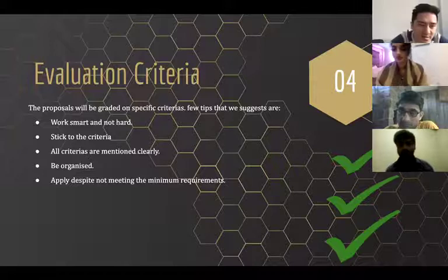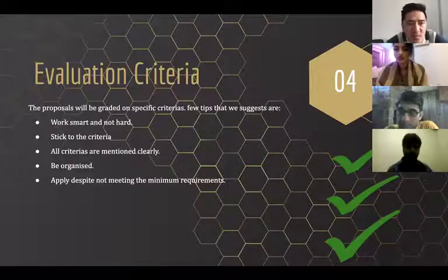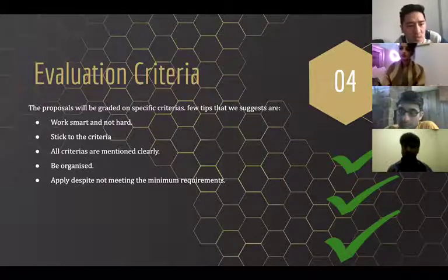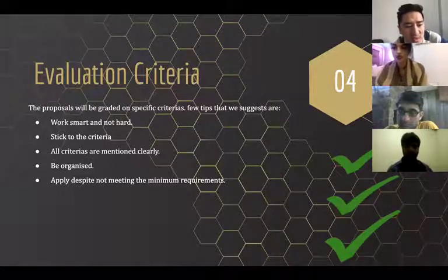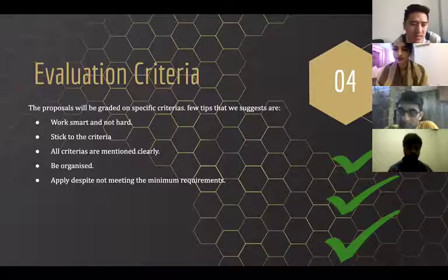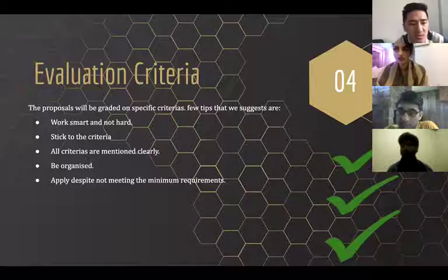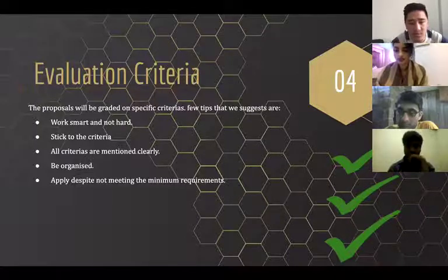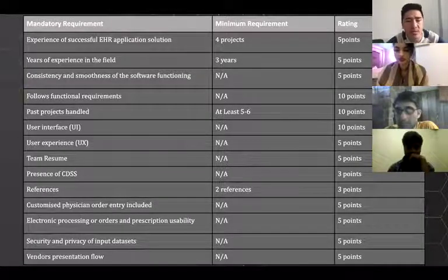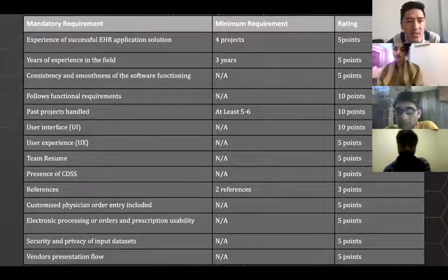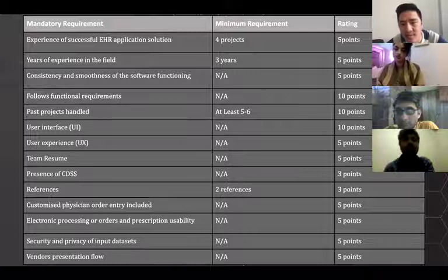So as the title suggests, the proposals will be graded on specific criteria which are clearly mentioned in the RFP issued to all the vendors. A few tips that we can suggest are work smart and not hard. Stick to the criteria. All criteria are mentioned clearly. Some of the criteria have minimum requirements, so even if your company doesn't meet the minimum requirements, we suggest you submit your proposal as we want to see your company's potential and the end product. So these are the criteria that we have issued to you guys, the mandatory requirements, minimum requirement, and the ratings accordingly.